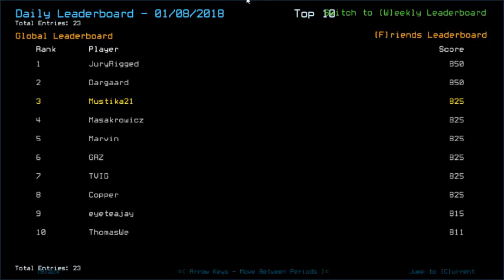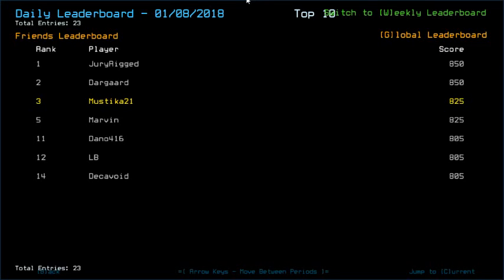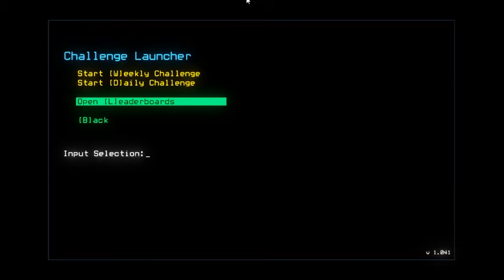So congratulations again to Jurik and Dorgar, who managed to get into the top by getting 850. Looking at the friends list, Marvin had the same fate as me. Not sure if he had a radiation leak there or not, because I haven't seen his run, I'm sorry. Dano, LB and Deka didn't manage to get to that room, unfortunately. But that was yesterday, and now we're gonna go to today's daily challenge.